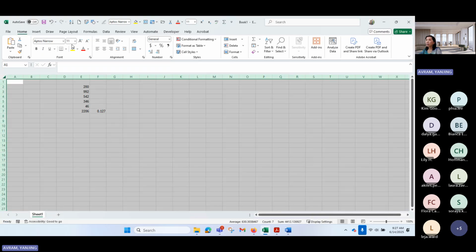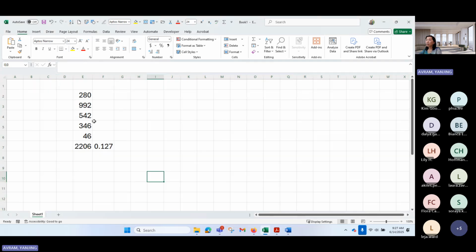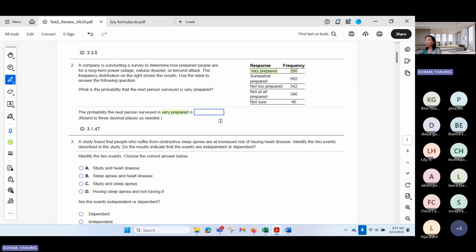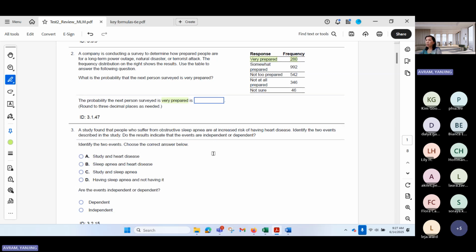Let me make it a little bit bigger. All right, so we type all the frequencies and then we add all these frequencies together. So this one is the total, right? And then you're using 280 divided by the total. So you got 0.127. That is the very prepared probability. All right. Any question about this one?